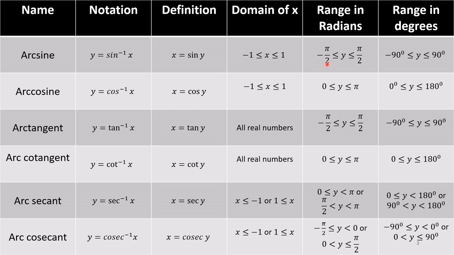This is expressed as minus pi by 2 and plus pi by 2 in radians. In terms of degrees, if you want to specify, it has to be stated as minus 90 degrees less than or equal to y less than or equal to 90 degrees. This is in degrees. The last column is in degrees. So the range of y is given. Sometimes it is also called the principal range.